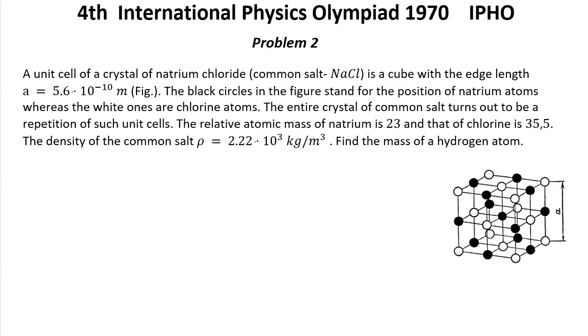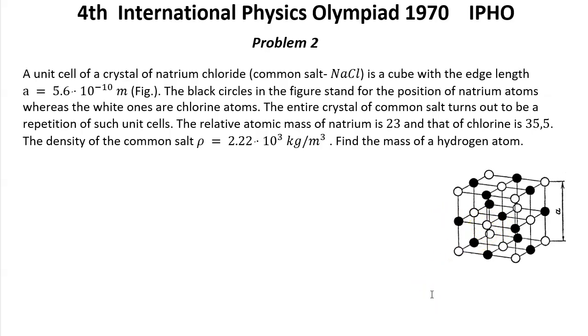Solution for problem number 2. Let's take a look at this crystal. Here we have an edge of this crystal equal to a, but it contains 27 different cells. Instead of this, we can take a look at a cell of size a over 2. This cell contains only 4 natrium and 4 chloride atoms.